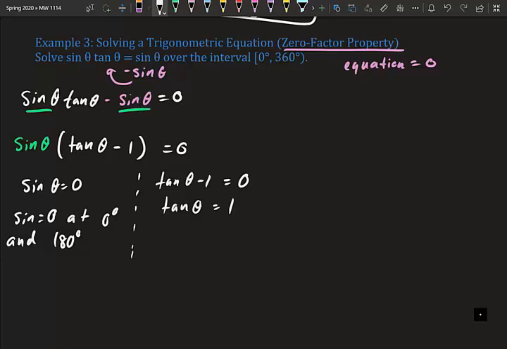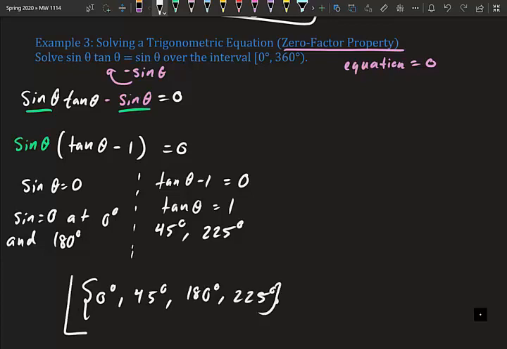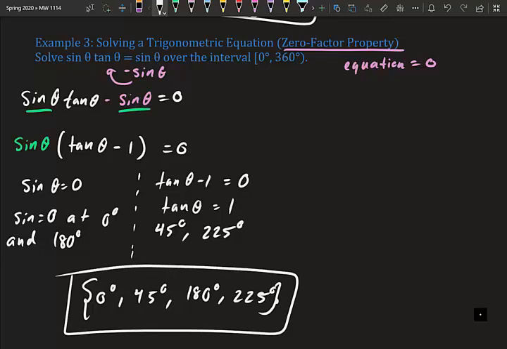In those quadrants, tangent is positive 1 when it's 45 degrees and 225 degrees. So our solution set is 0 degrees, 45 degrees, 180, and 225. Order does not matter, but it's liked.